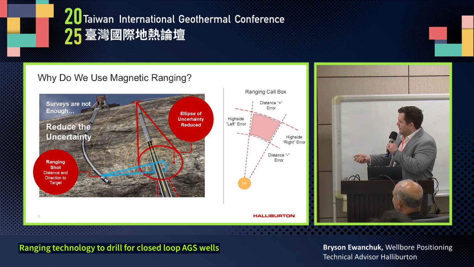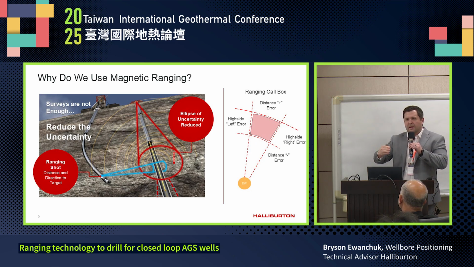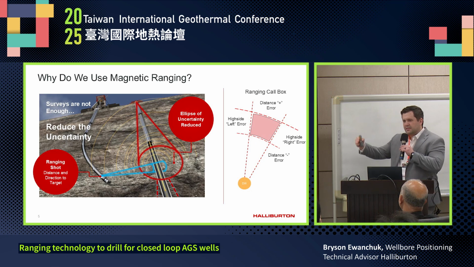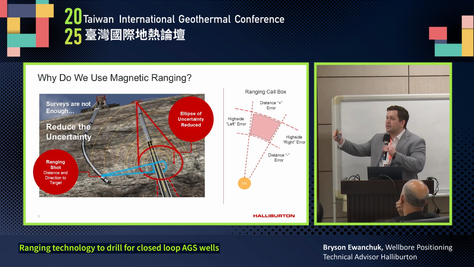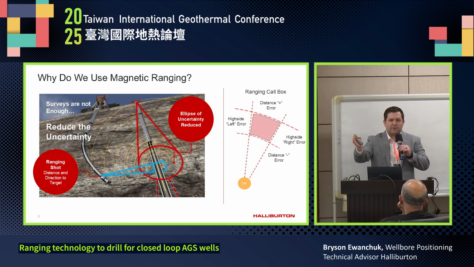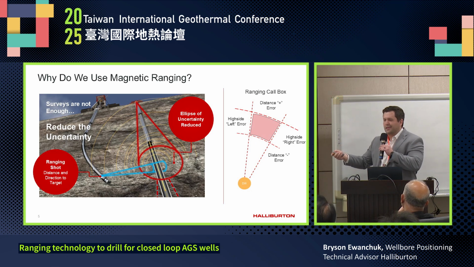A magnetic ranging shot is determining a distance and a direction between the two wellbores. With this distance, there's going to be a little bit of error on the far side and a little bit of error on the close side. As well, when we're referring to direction, the well could be a little more to the left or a little more to the right. When you put all those errors together, it makes this funky shape called an arc sector, or like a chunk of a donut. That's how I like to think about it.